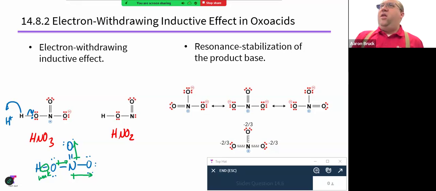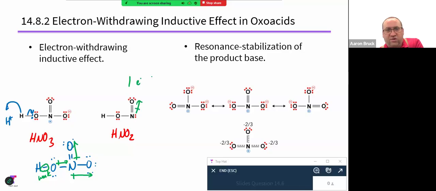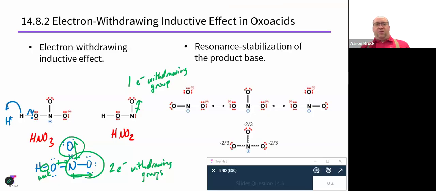So the more oxygens I add, the more capability to pull electrons away from the center I'm going to have, and the weaker that OH bond is going to be as a result. So in nitrite, I have one oxygen that's capable of pulling away, one electron withdrawing group. But with the nitrate, the nitric acid, I have two electron withdrawing groups. The more electron withdrawing groups, the more electronegative atoms that I add, the weaker that OH bond is going to be.